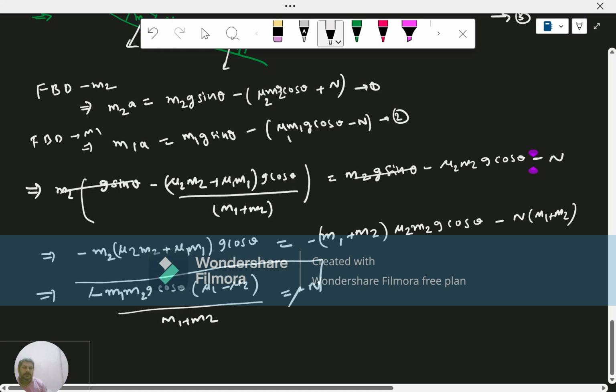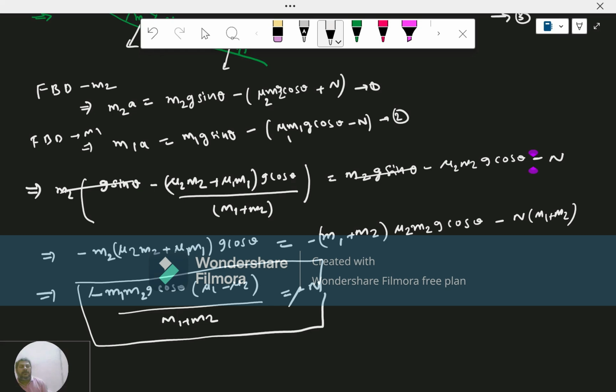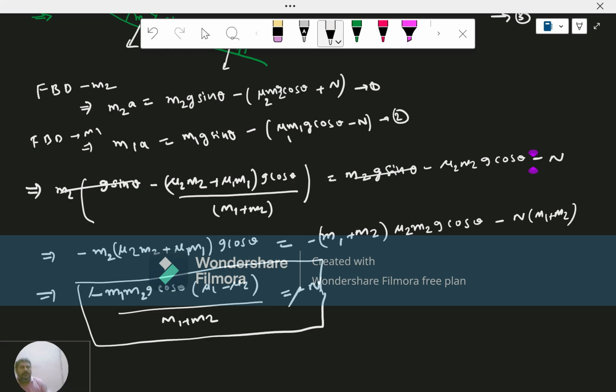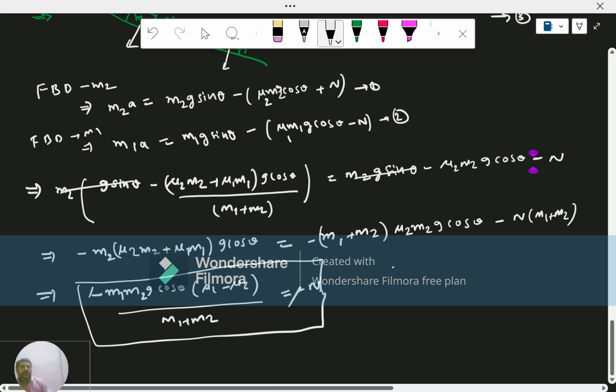Our question is whether they are moving together or not, and we have to find the direction of friction. The blocks will compulsorily move down, no doubt. Now suppose mu1 is less than mu2. Then the normal force between the blocks comes out negative, which is absurd, so it is not positive. That means mu1 must be greater than mu2. This is the compulsory condition.